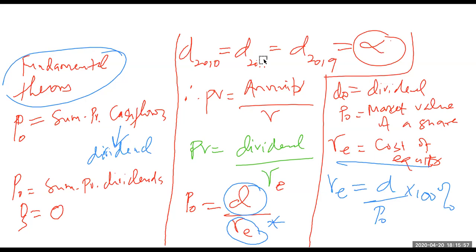Here the annuity is not growing, so it's a constant. The dividend for 2010, 2011, 2012, all the way to 2015 is constant, so there's no growth here. That's the first case, where there's no growth in the dividend. We shall discuss growth a lot later, but for now we assume there's no growth in the dividends. Is it clear? Yeah. Okay, fair enough.